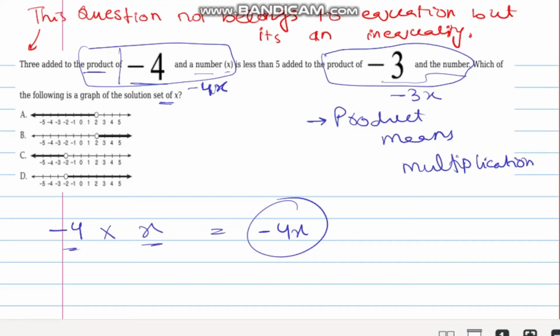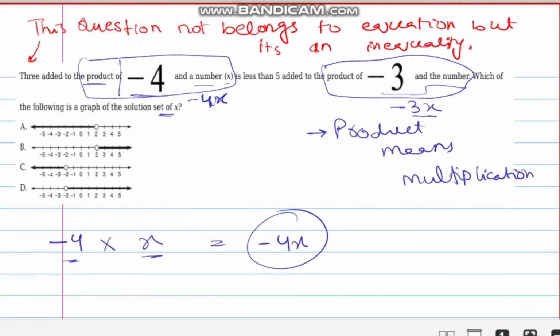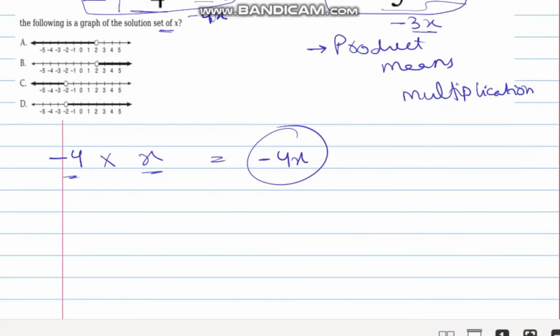So basically, 3 added to the product of -4 and x is less than 5 added to the product of -3 and a number x. So what is the product? -3 and the number x. It will be -3x. Now what do we have? Basically we have two things: we have minus 4x, and we have minus 3x.